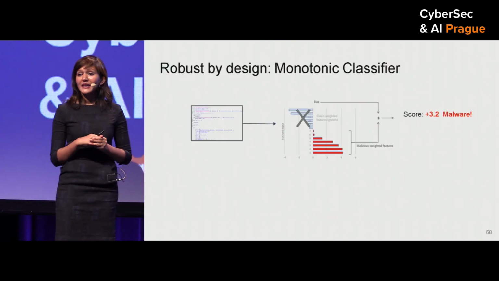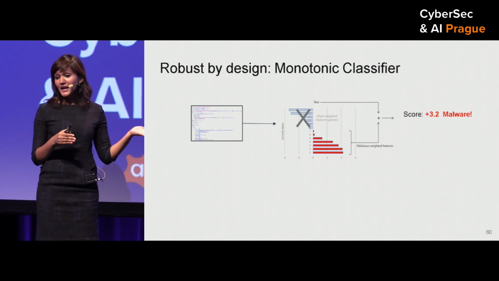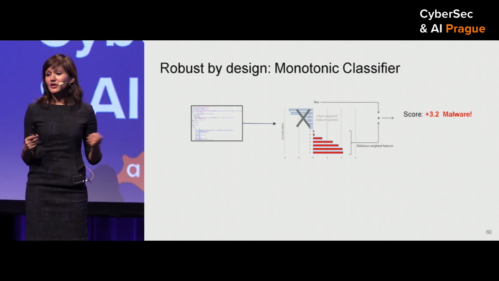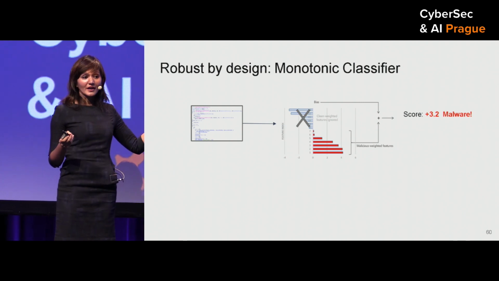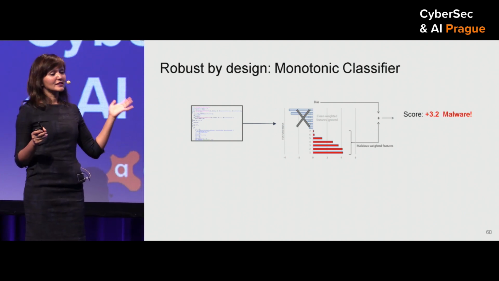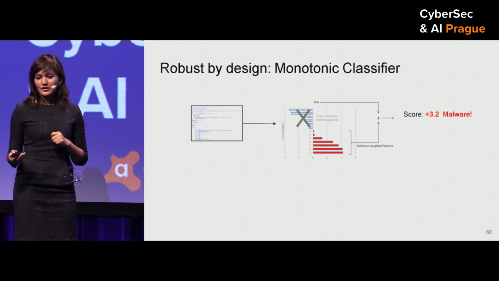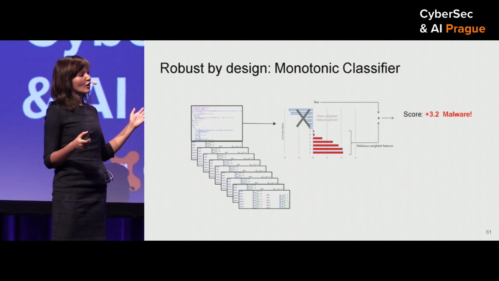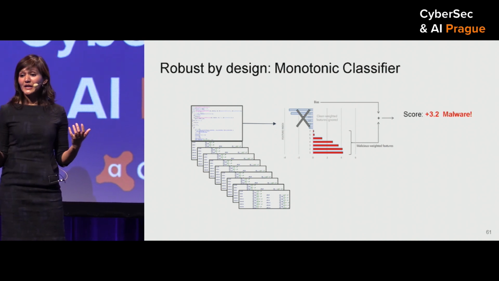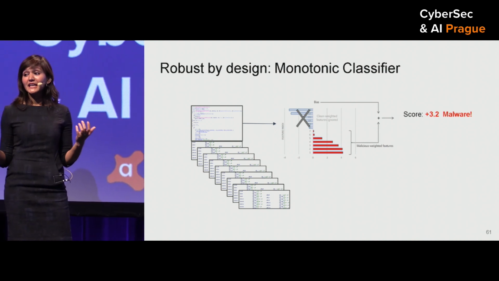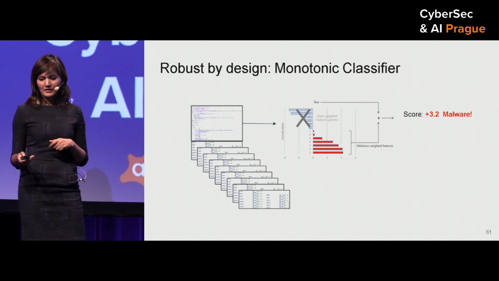So how can we make this classifier, the logistic regression-based classifier I showed, a monotonic classifier? We can turn this classifier into a monotonic classifier by just considering the malicious features. So in this case, even if you add a lot of benign features to it, the classifier will not consider it as benign because we are not considering any of the benign features at all.